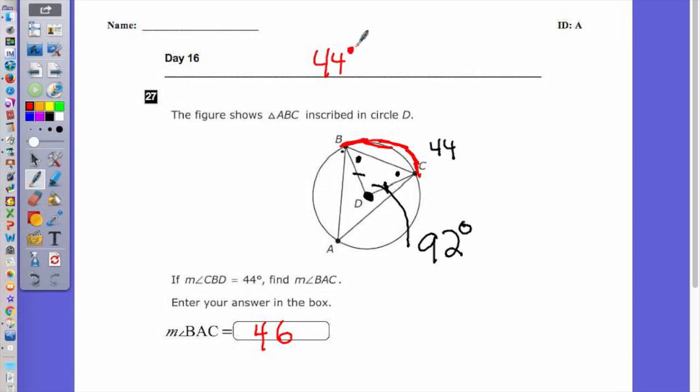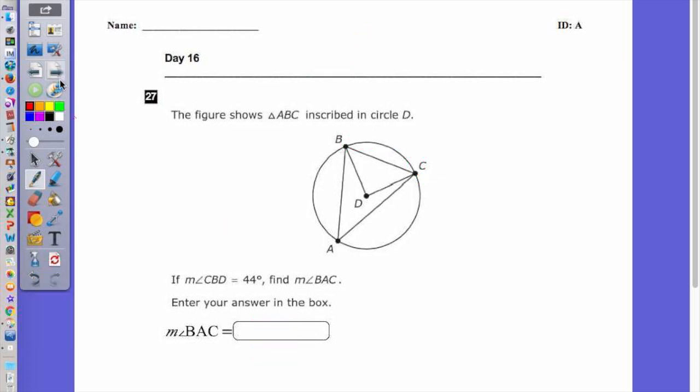And the EOC will like the correct measurements count. You don't have to put it in degrees. You don't have to say 44 degrees, you can say 44. Okay, we got that one? Okay. Moving on to 28.